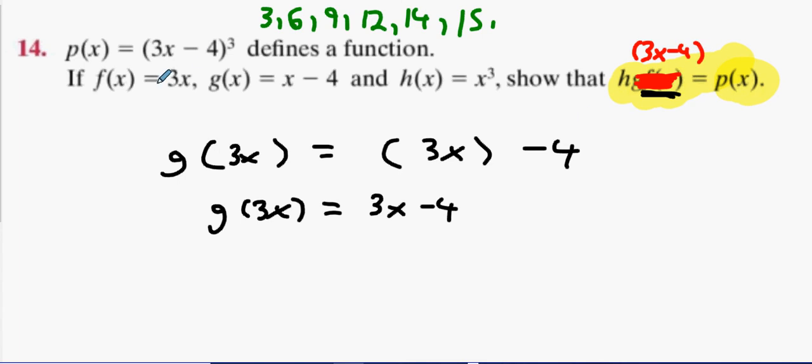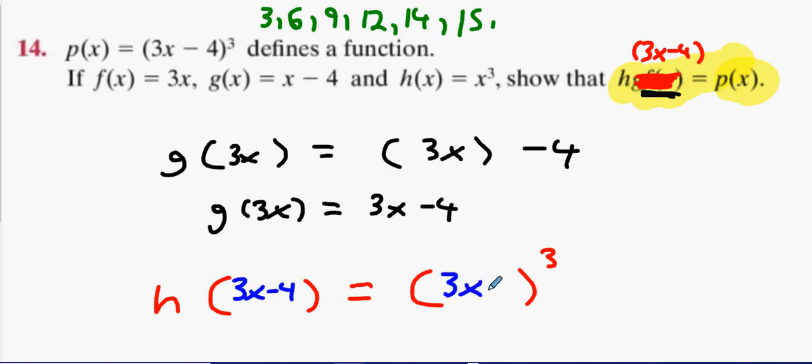Put it into the h function. The h function is whatever the input is, cubed, and you straight away know that it's 3x minus 4, so that's 3x minus 4 to be cubed, and that is identical to p of x. Is that alright with you guys? Any questions? You good? Alright.